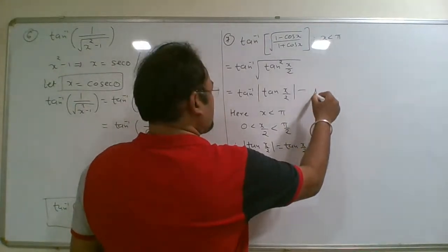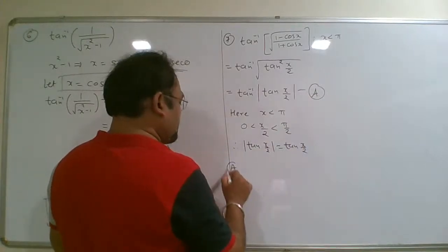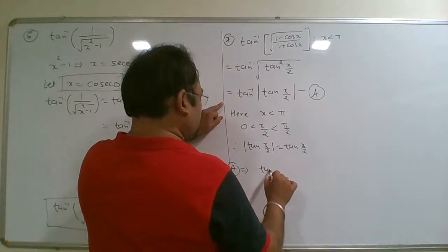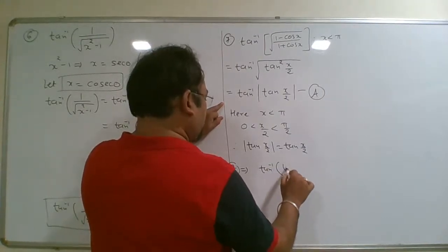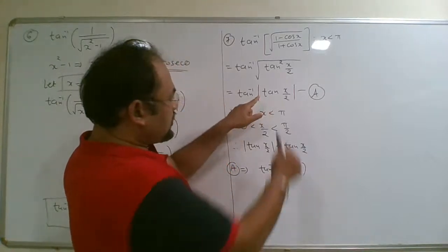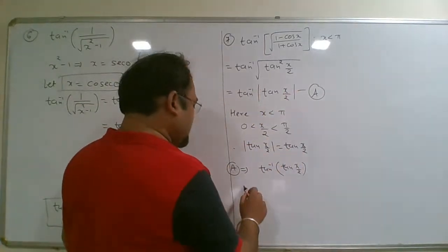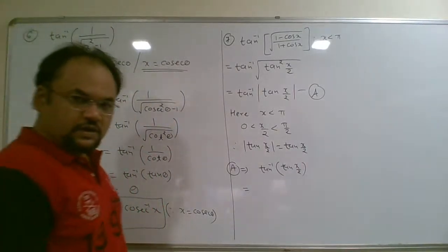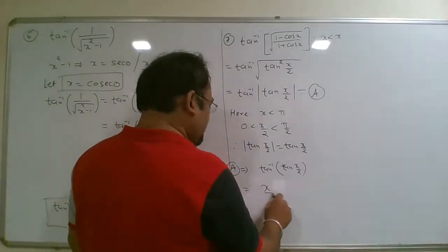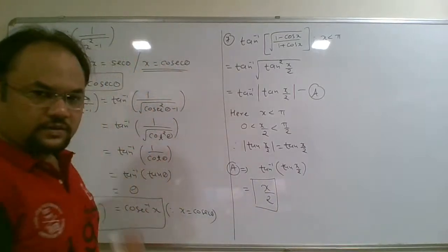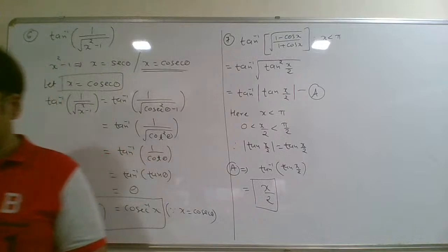So now from the above, we can write it as tan inverse of tan x by 2. So mod tan x by 2 equal to tan x by 2, and tan inverse and tan are inverse functions of each other. So it will be cancelled. So the final answer is x by 2. Okay, write down.